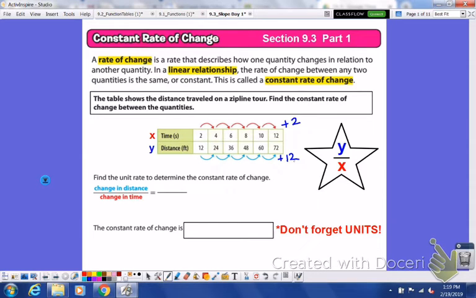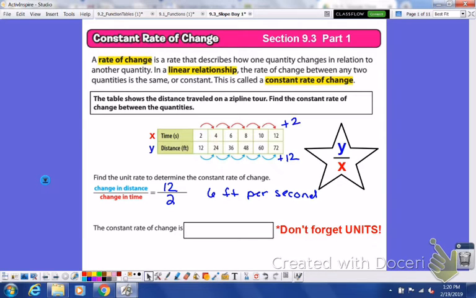So the change in distance, that's your y value. Notice it is always y over x. Don't do them backwards. So the change in distance is 12. Change in time is 2. Always reduce. 12 divided by 2 gives us 6 feet per second. So our constant rate of change is 6 feet per second.